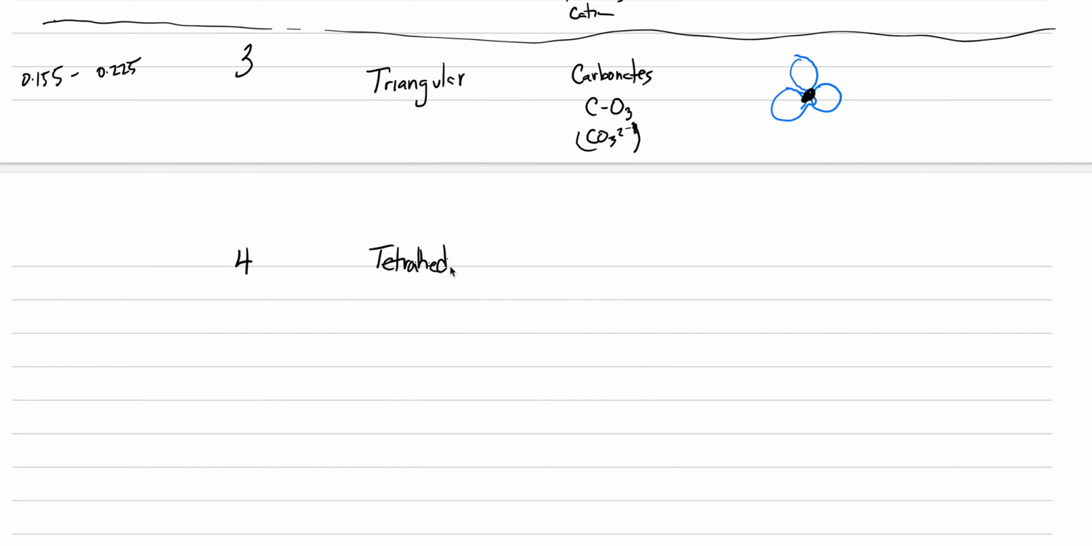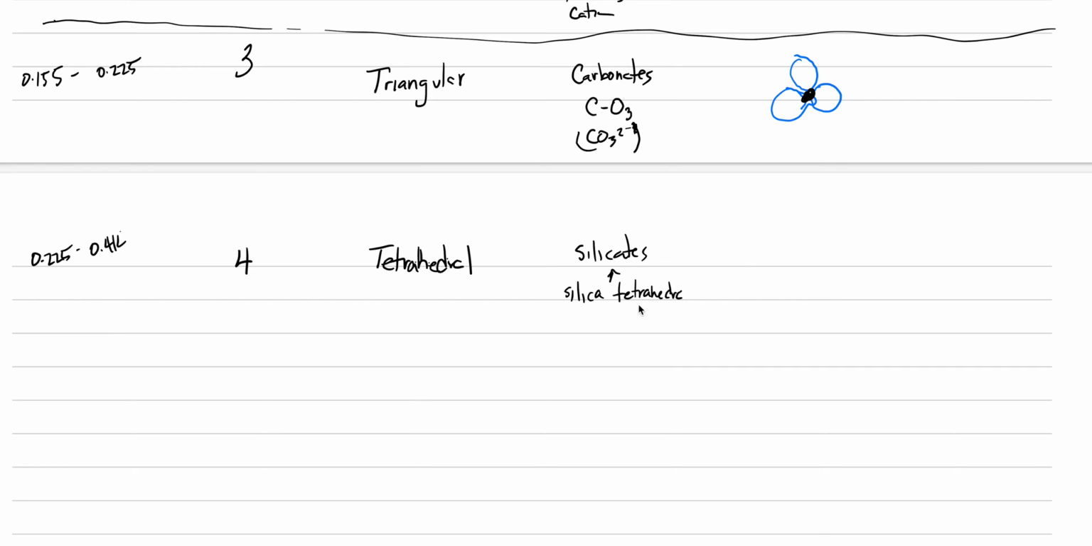Tetrahedral coordination. It occurs anytime you have a radius ratio between 0.225 and 0.414. This is so important because of the silicates, and importantly, it's actually the silica tetrahedra. I'm going to introduce that term to you right now. Silica tetrahedra, which is the building block for all the silicate minerals, forms with this coordination.